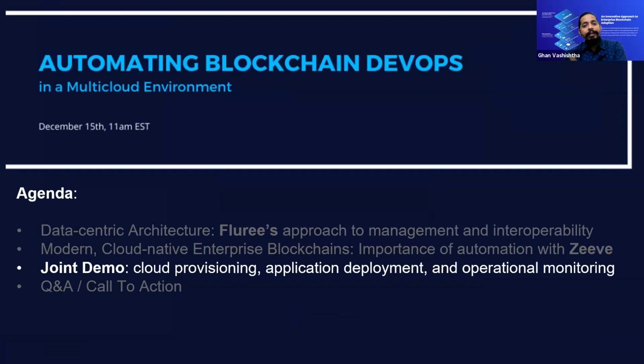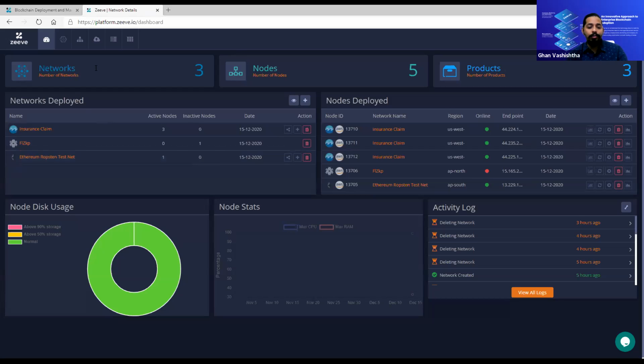So now we'll jump onto a demonstration where we'll see Zeeve in action and how it helps you deploy your Fluree nodes and get going. So I'll quickly jump onto the dashboard. This is what you see when you log into Zeeve for the first time. Here you see the kind of networks you have deployed so far. Me being an administrator or DevOps engineer or a senior person in an organization maintaining 3 different networks for my organization, 3 different clients, this is what I would see.